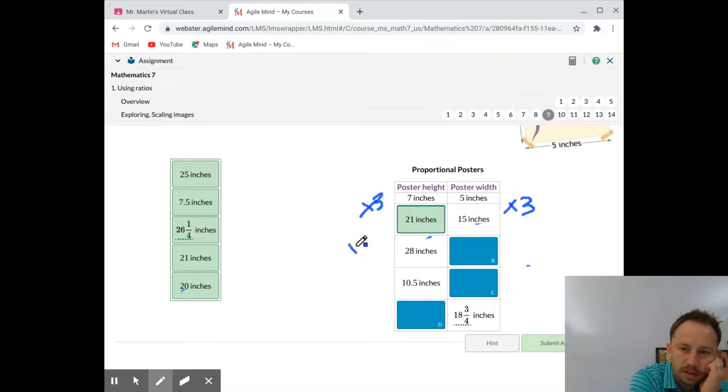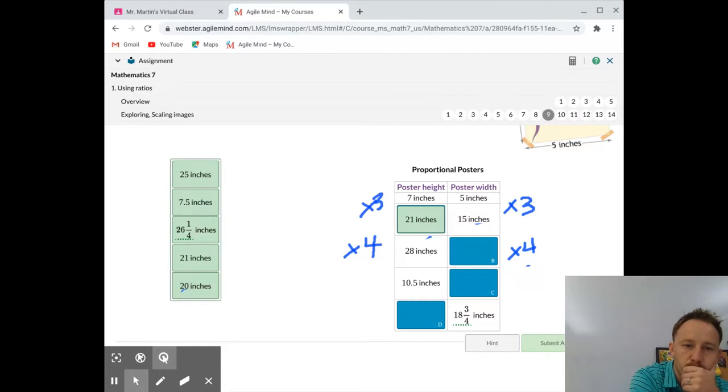Good job. 7 times 4 is 28. So what do I need to do to find B? Najela just told us. She said we're going to multiply by 4. So Christopher, what is 5 times 4? 20. Great job. So we're going to pull 20 to B.